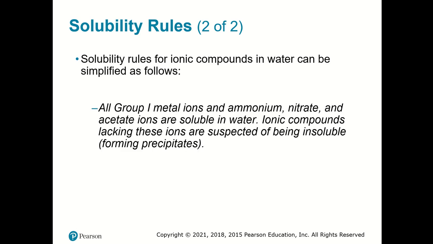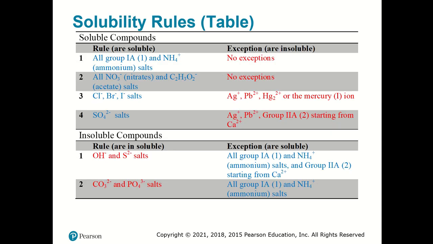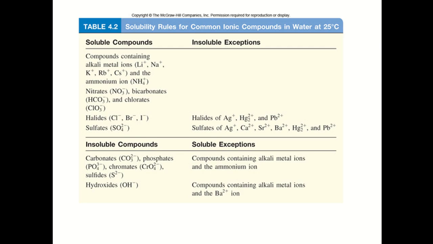Okay? So resuming for the ionic compounds in water, we can say all group 1 metal ions, and ammonium, nitrate, and acetate ions are soluble in water. Ionic compounds lacking those ions are suspected of being not soluble, forming a precipitate. We have different tables that give the same information in a different way. Like here, we have the soluble compounds, the not soluble compounds, and the exceptions. The same thing over here.